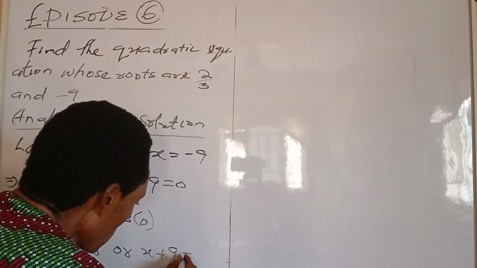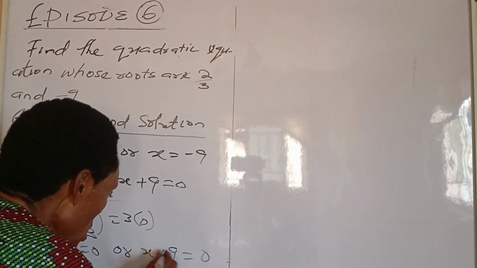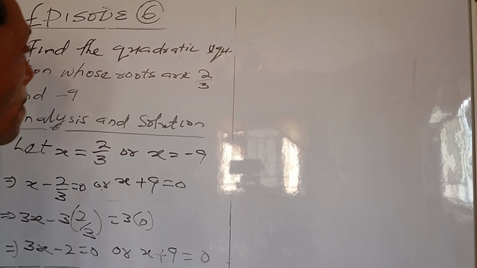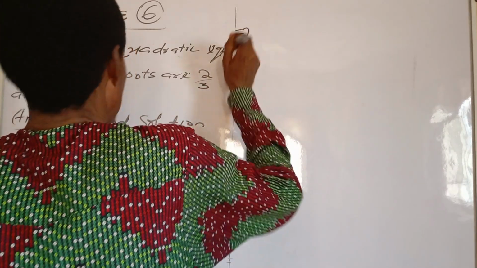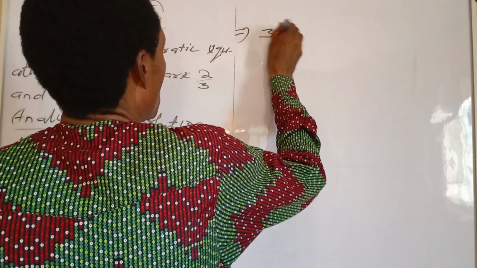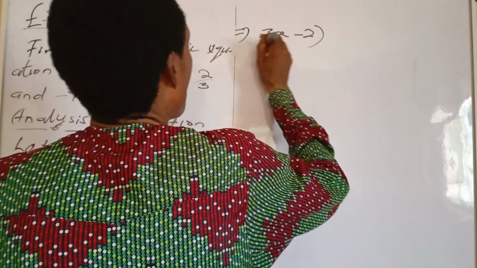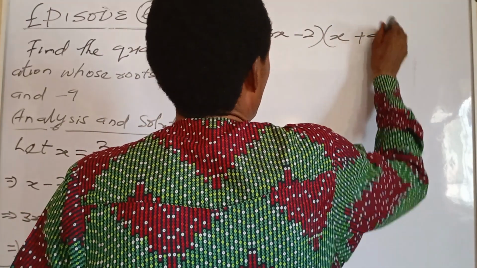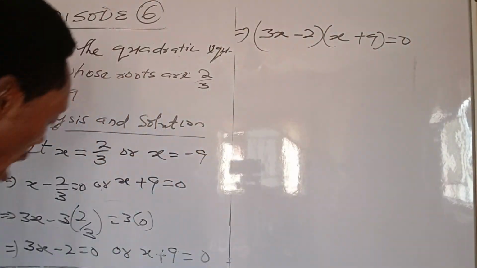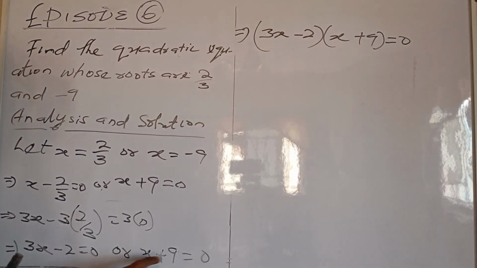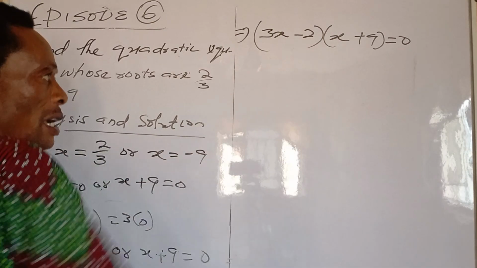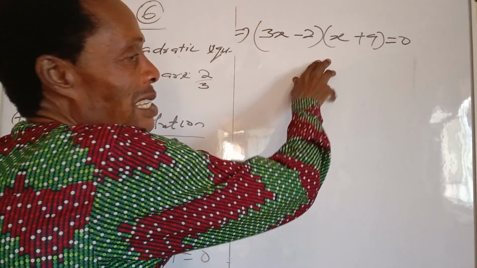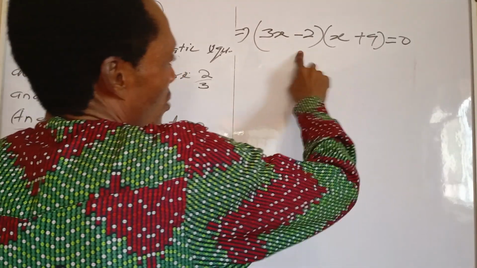Then now that 3x minus 2 equals 0, or x plus 9 equals 0, we cannot leave them apart, so I bring them together. Now I have 3x minus 2 equals 0, or x plus 9 equals 0. At this stage, whereby I have written them together, this is called factorization.